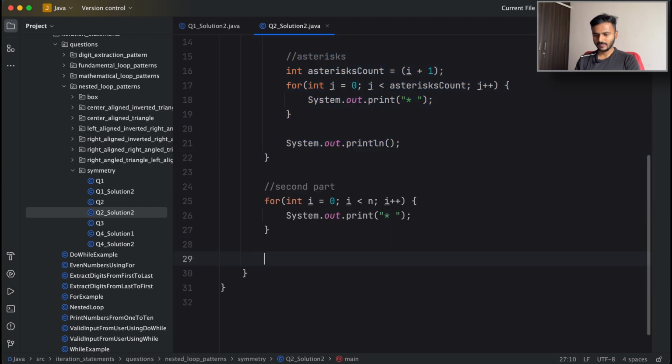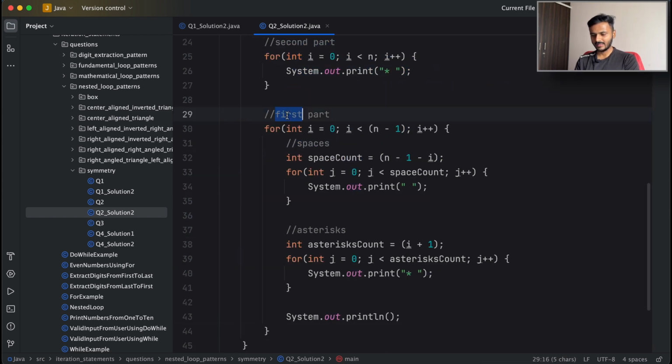And I'm going to paste it over here, update the comment to say third part. And over here, instead of going from 0 to 3, I'll go from 3. So we'll say i is equal to n minus 2, and we'll go all the way up to 0. And we will decrement this in every iteration. That is all that we will have to change.